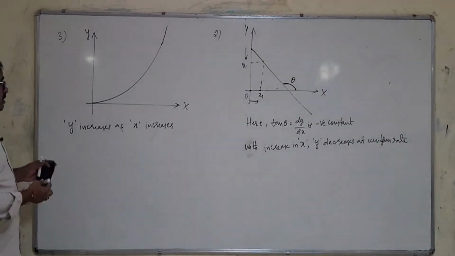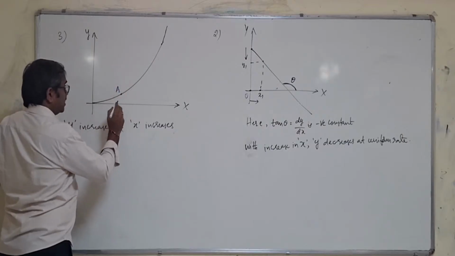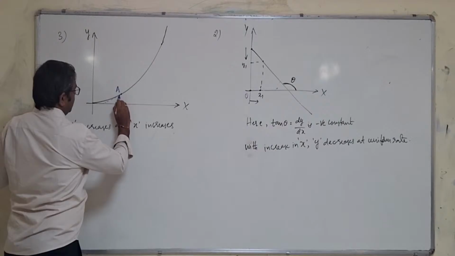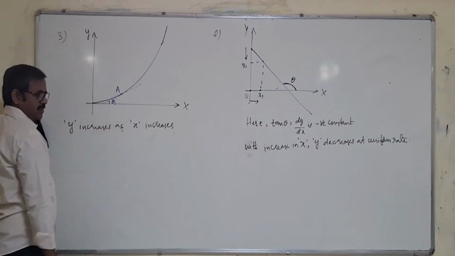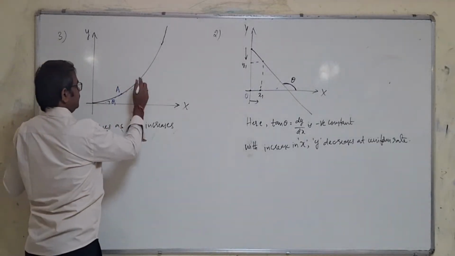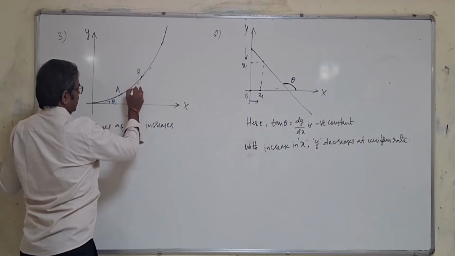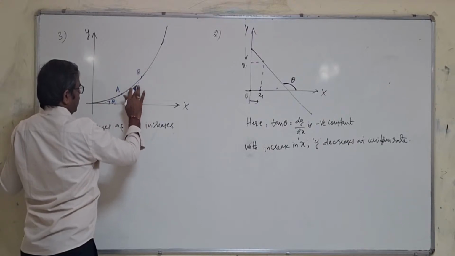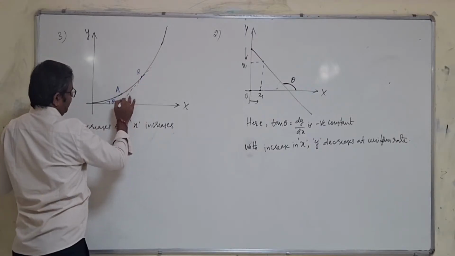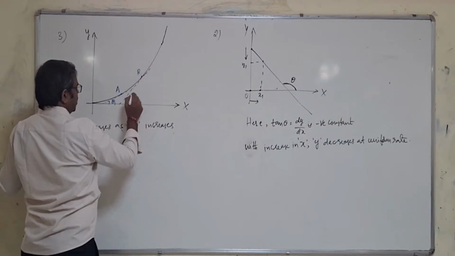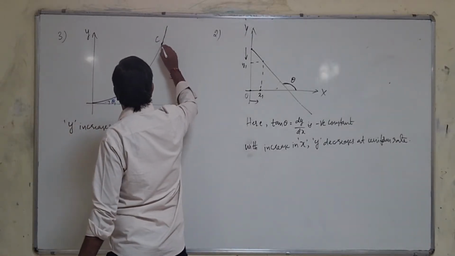Look at the slope at different points. I'll take point A. Draw a tangent at A. Look at the angle made by the tangent with x-axis. Take one more point. Any point. I'll take point B. Look at the tangent drawn at B. If you draw a tangent at B, let's say it makes an angle theta 2. Take one more point C.